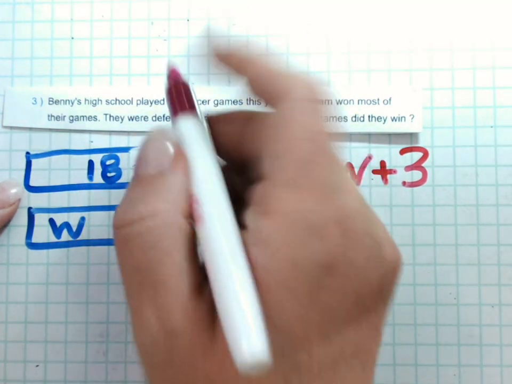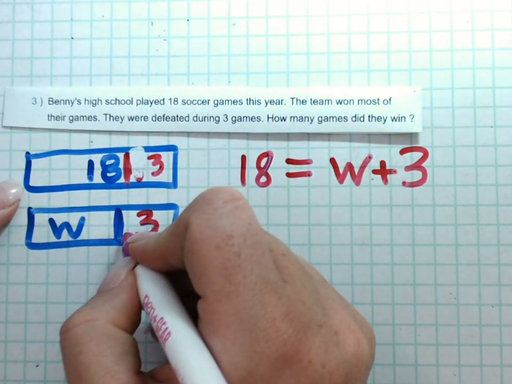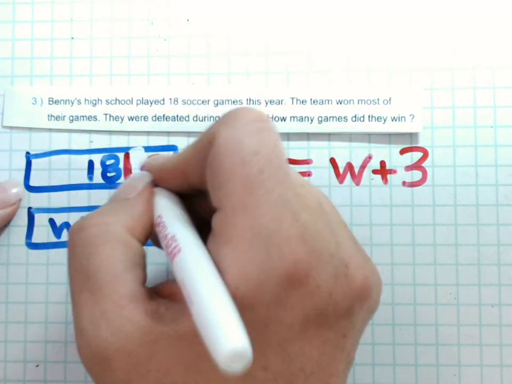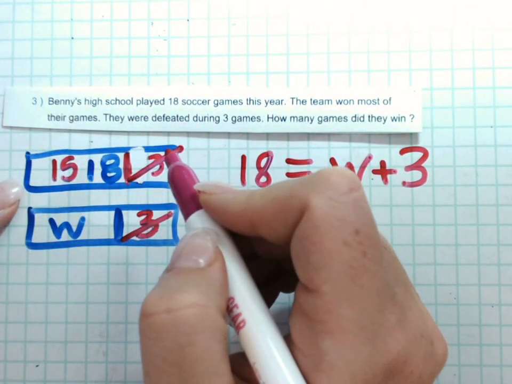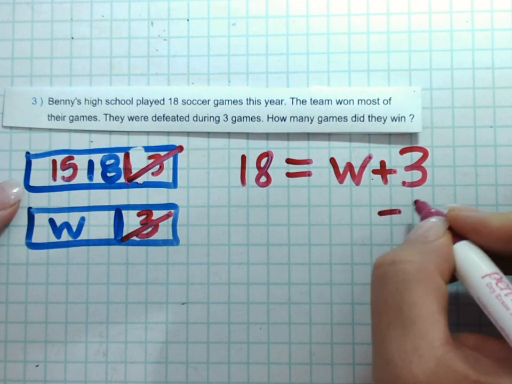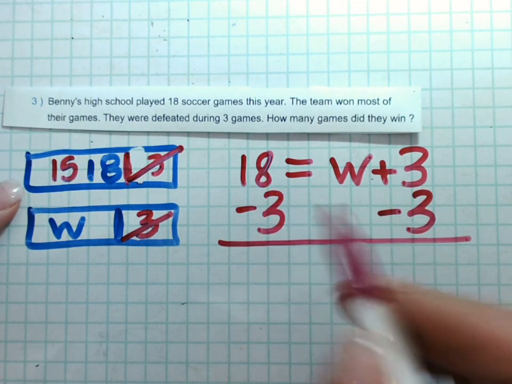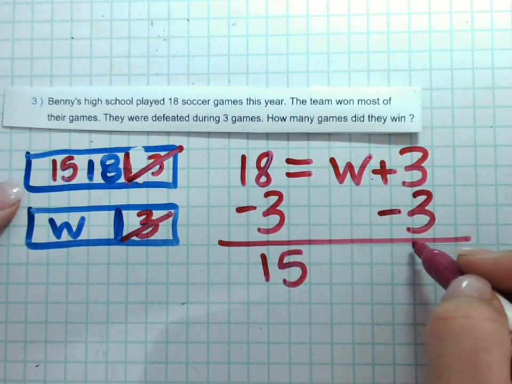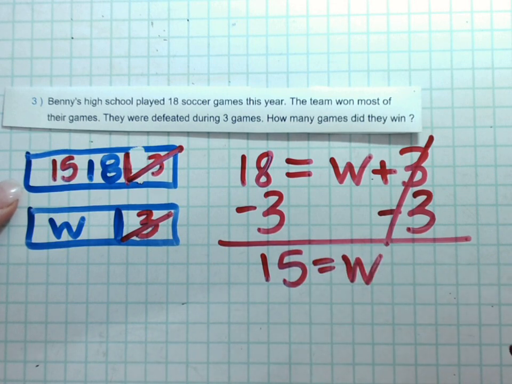Ooh, I probably should make that the same size. So if you want to think about taking 3 away from the 18, we have to take 3 from 18. Well, 18 is the same as 15 and 3. So if we take 3 from the bottom, we have to take 3 from the top. And that's represented here: 18 minus 3, we get 15. And then positive 3 and negative 3 cancel each other out. So 15 is the total number that they won.